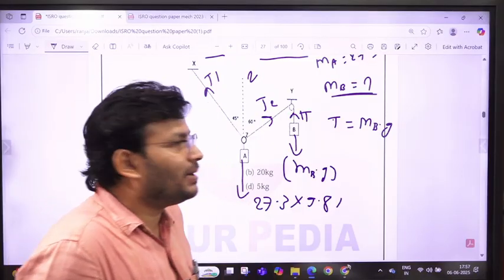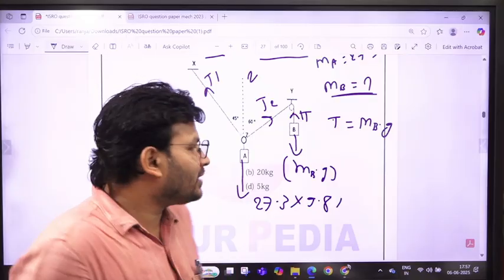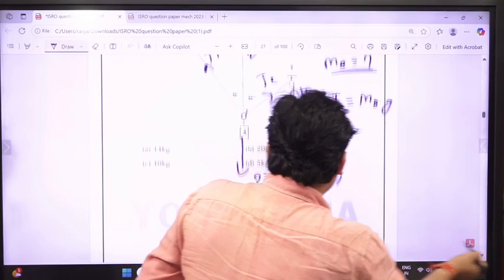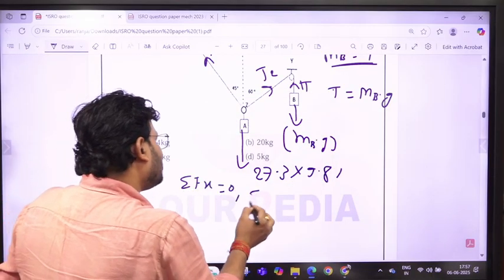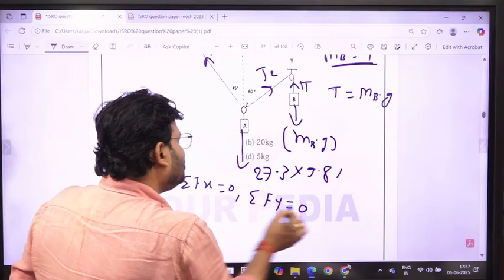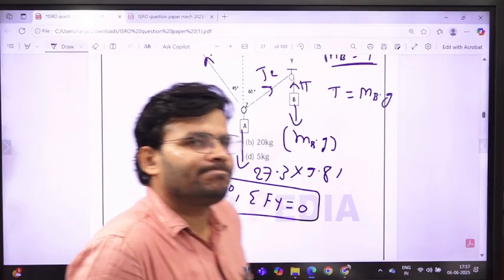Now sir, what do I have to do? Sir, the body is in stable equilibrium. In the question it is given that the body is in stable equilibrium. So can I say, sir, if the body is in equilibrium, summation of all the force in x direction is 0 and summation of all the force in y direction is 0? Then only the body will remain in equilibrium and static condition, right, sir?